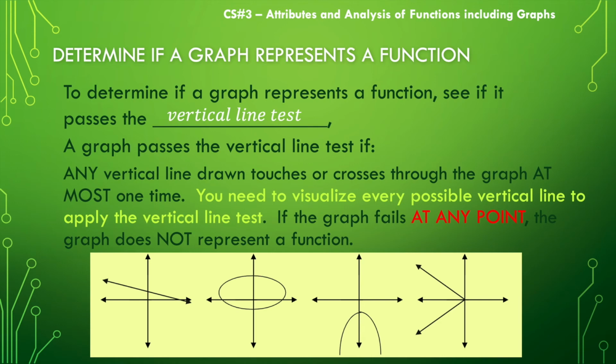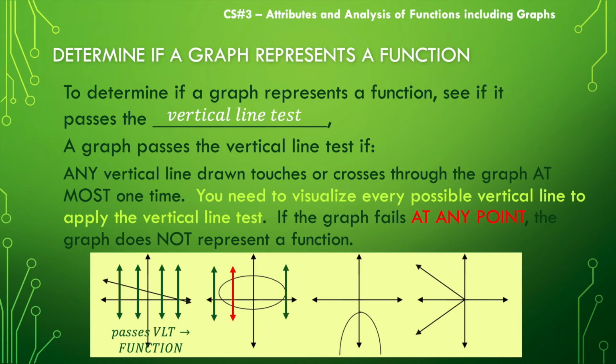So if we look at this first example, it looks like a graph of something linear. We are going to think about all kinds of vertical lines. And if I draw vertical lines anywhere, it will not cross that graph more than once. And so I'm good. It passes the vertical line test, so therefore it's a function.